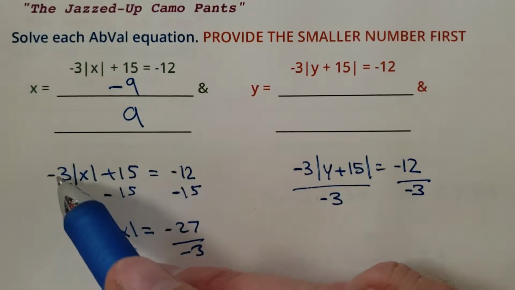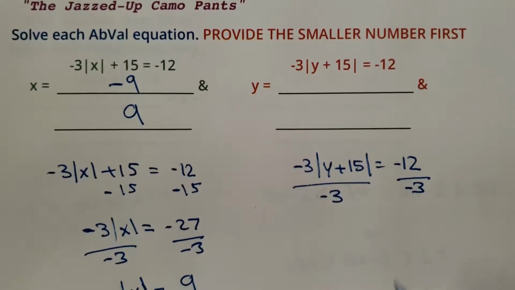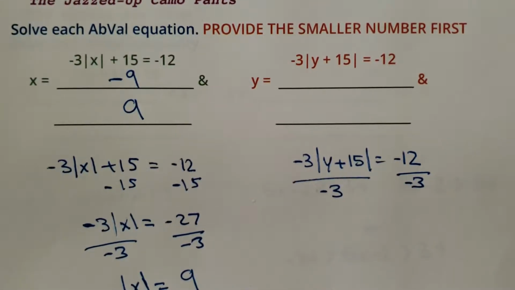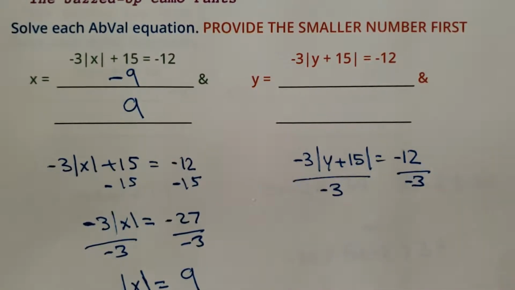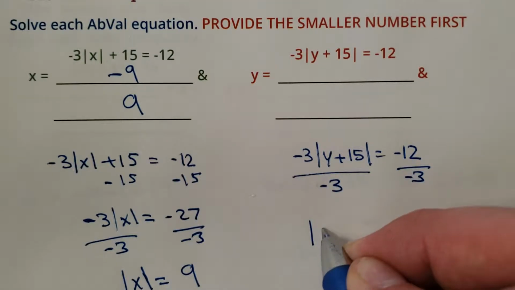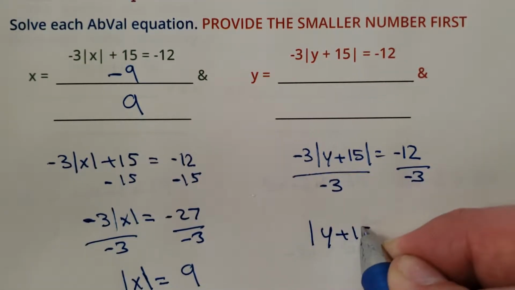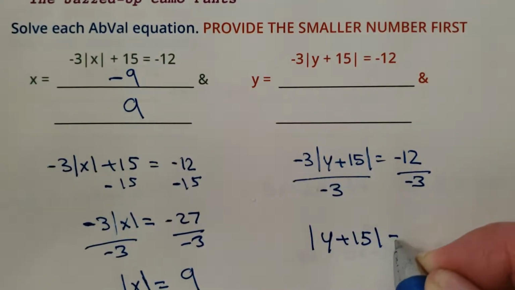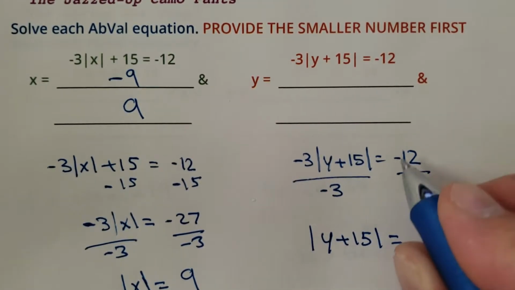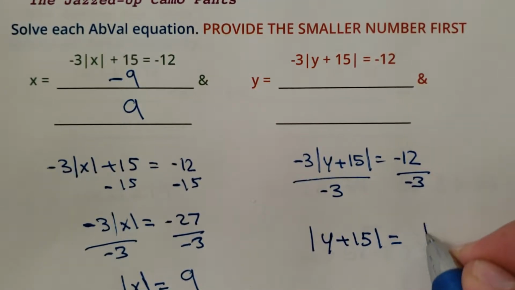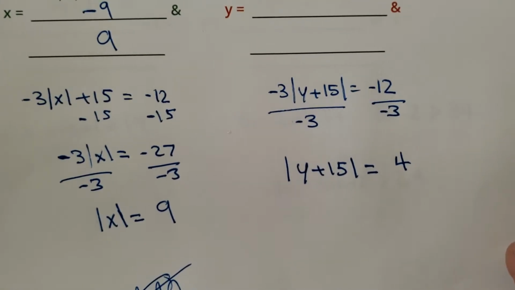We treated this 15 and this 3 like normal equations. Now we can only treat this negative 3 like a normal equation. So divide both sides by a negative 3 to get rid of it. The absolute value of y plus 15 is going to equal a positive 4. The negatives will cancel. So again, anytime your absolute value equals a negative, you would say no solution, but we're good to go here.